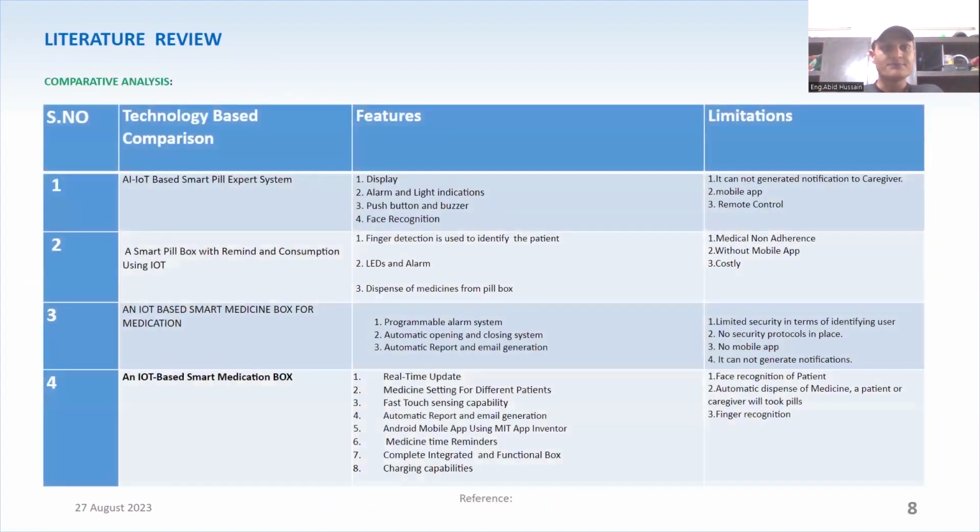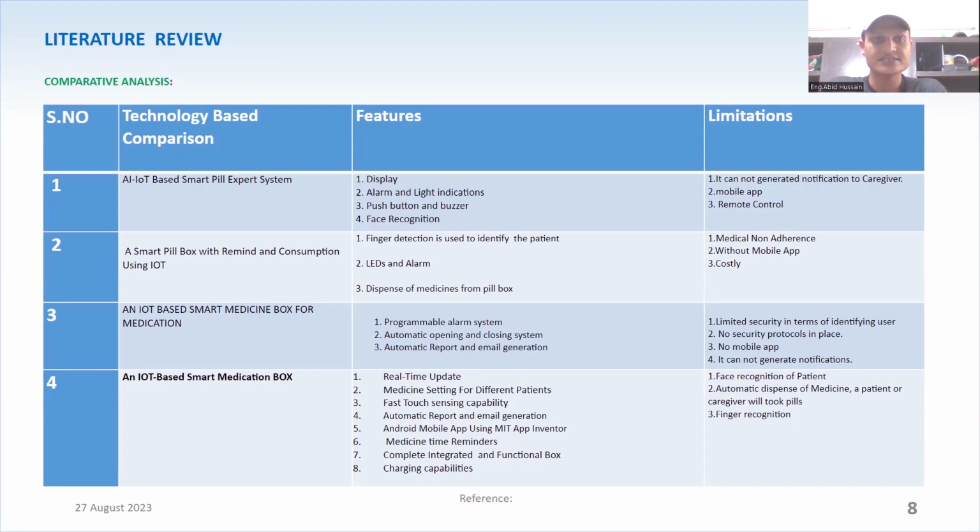Literature review: comparative analysis of the literature review, which is a technology-based comparison. The first box, made in past years, is an IoT-based smart pill expert system. Its features are display, alarm and light indication, push buttons and buzzers, and a face recognition system. Its limitations are that it cannot generate notifications for the caregiver, it has no mobile app, and it cannot be controlled remotely.